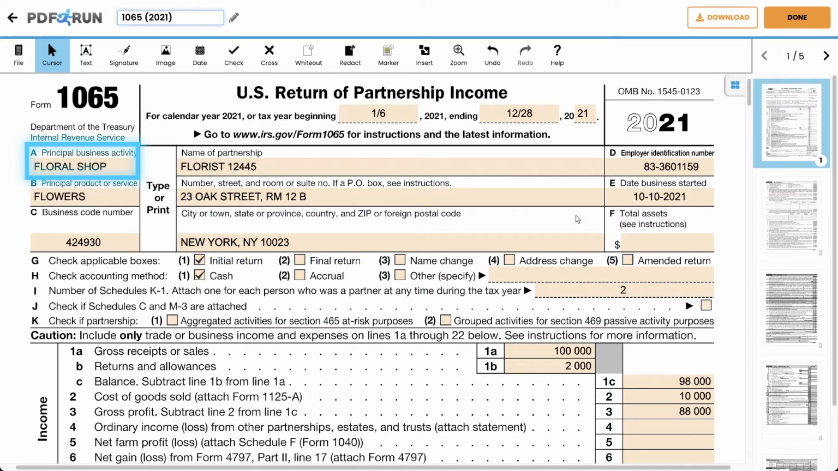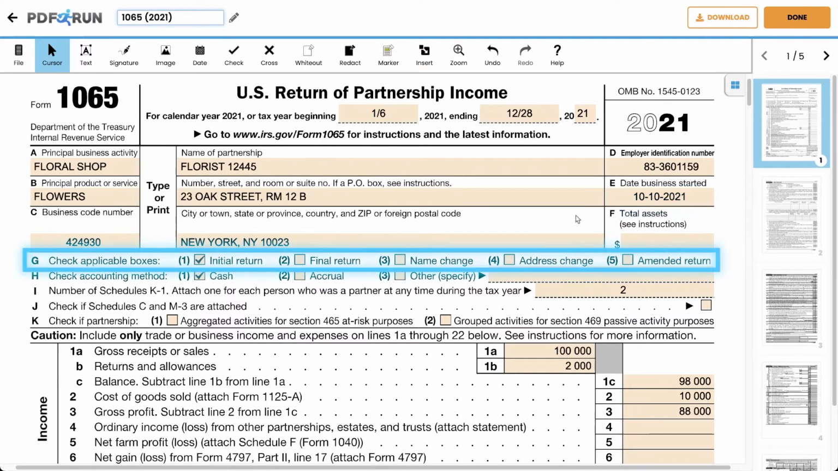Line A. Enter the principal business activity of the partnership. Line B. Enter the partnership's principal product or service. Line C. Enter the partnership's business code number. Line D. Enter the partnership's employer identification number, EIN. Line E. Enter the date that the partnership's business started. Line F. Enter the total assets of the partnership.